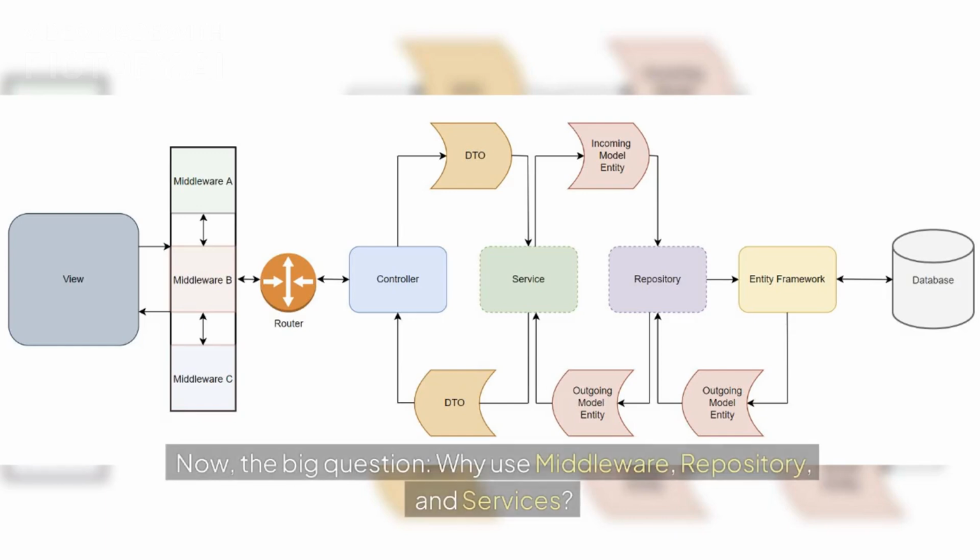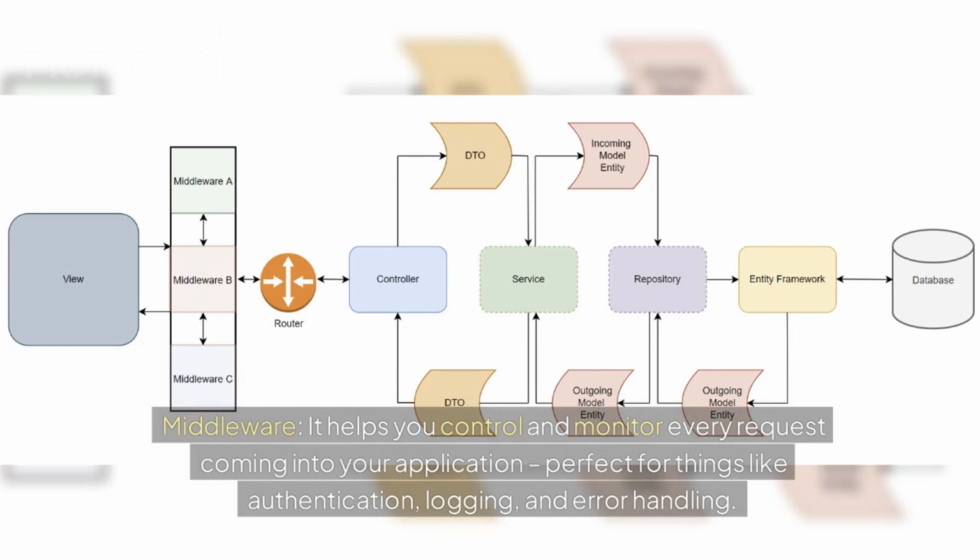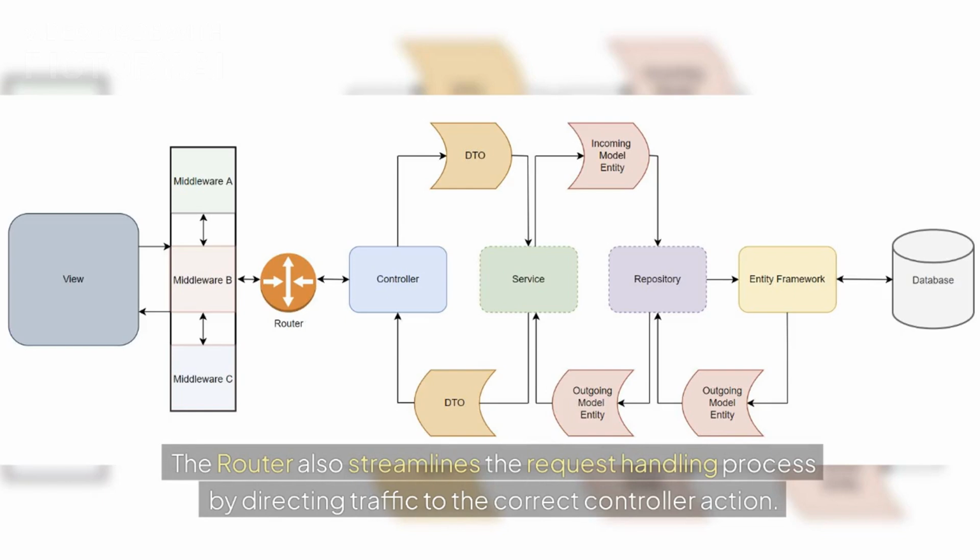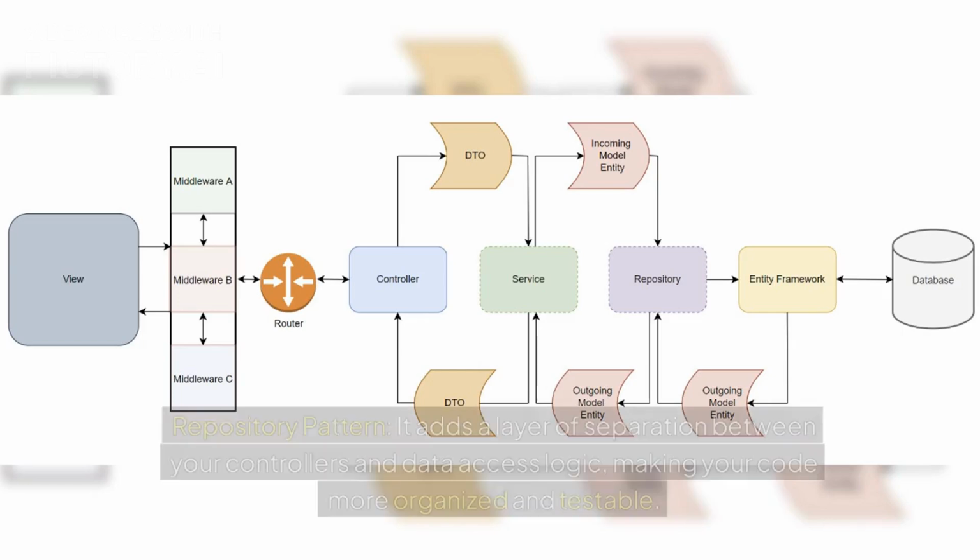Now, the big question, why use middleware, repository, and services? Middleware, it helps you control and monitor every request coming into your application, perfect for things like authentication, logging, and error handling. The router also streamlines the request handling process by directing traffic to the correct controller action.